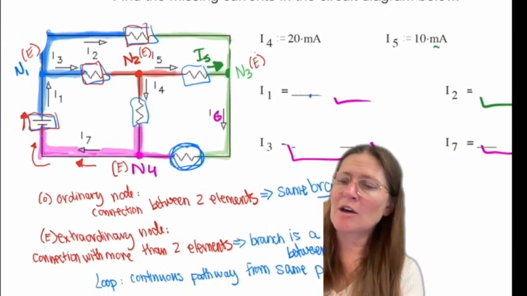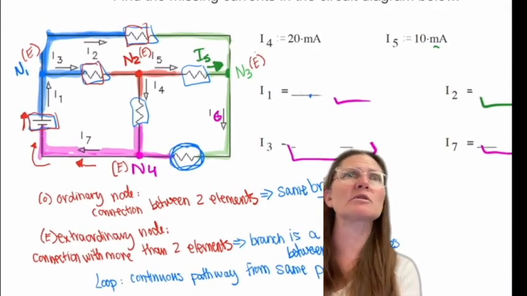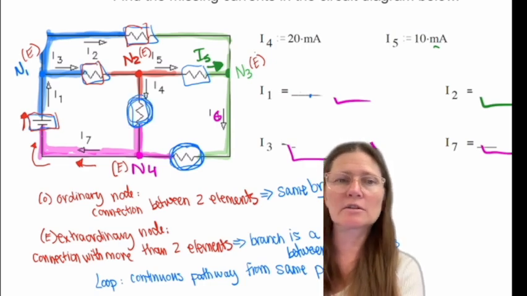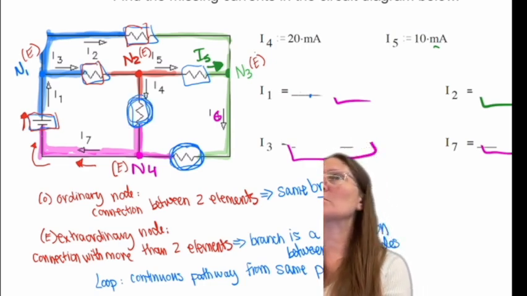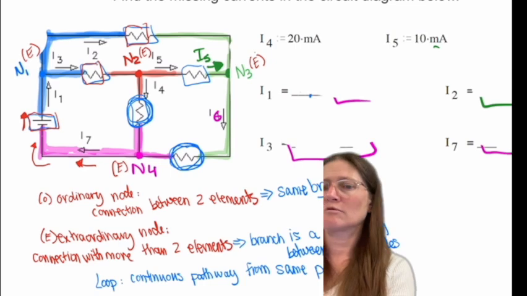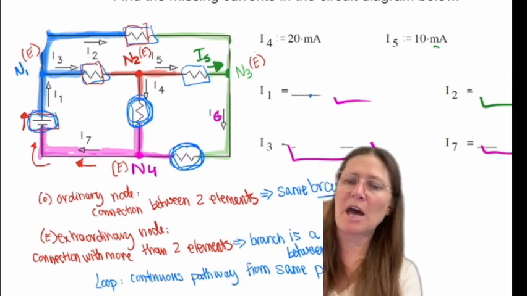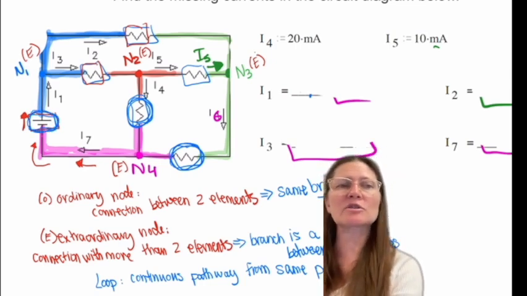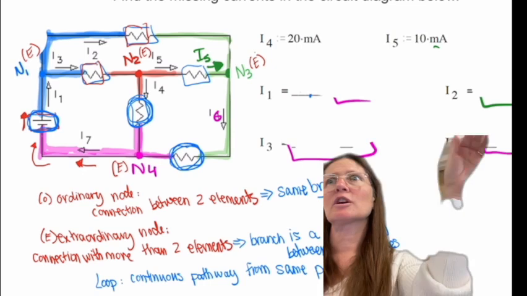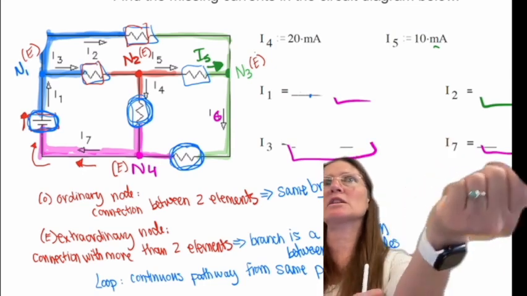You also have, between N2 and N4, which are both extraordinary nodes, this element here. And again, that would be the only element in that branch. Same thing for the battery. It's a connection between N1 and N4, which are both extraordinary nodes, and it would just be one element in that branch.